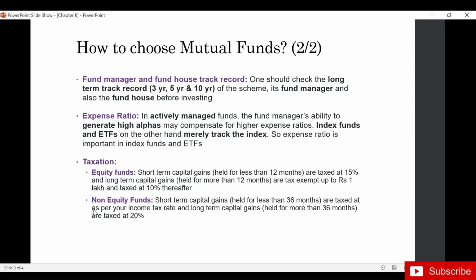The next important point that investors should keep in mind is the fund manager and the fund house track record. So, an investor, before investing, should always check the long term track record, that is, the 3-year, 5-year, and 10-year record of the scheme, if available. Also, they should look at the fund manager and the fund house before investing. They should thoroughly research the fund manager and also check the credentials of the fund house.